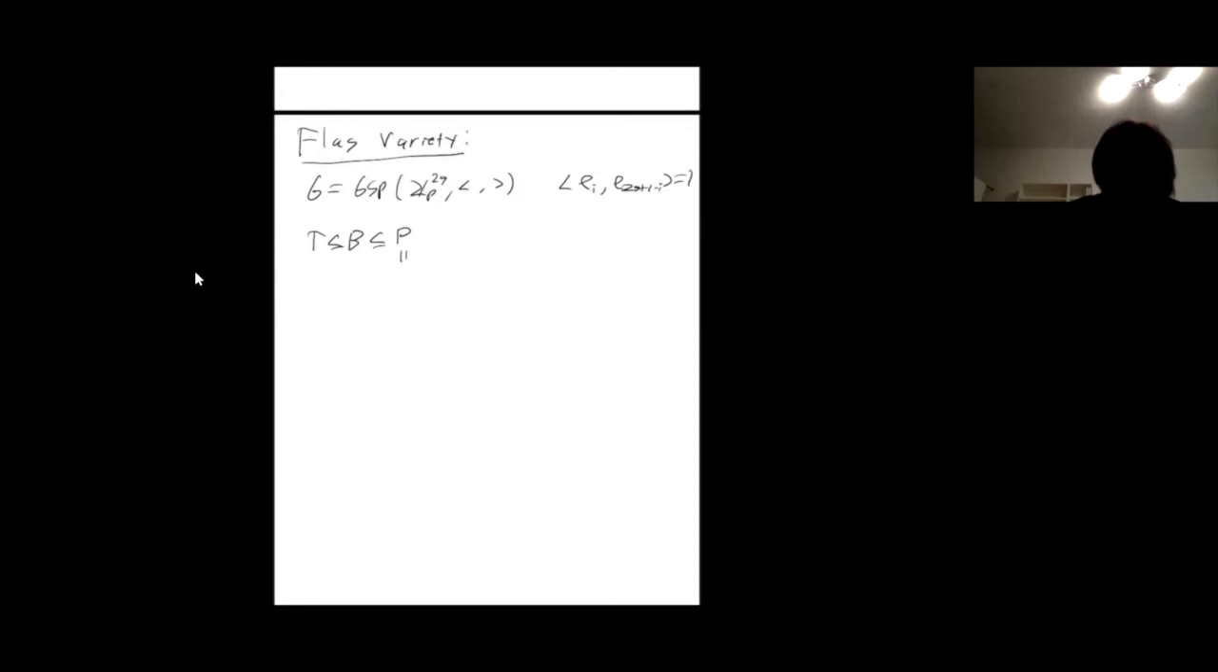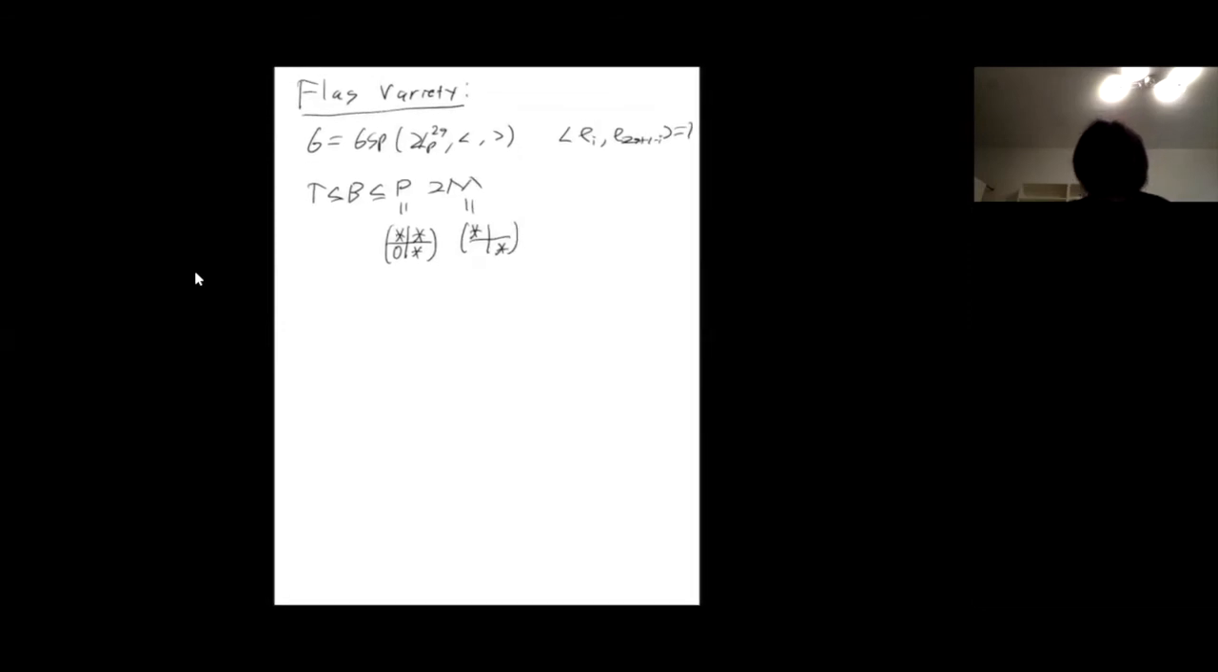And this is the block upper triangular parabolic like this. And then we have its Levi factor M, or M mu, which is isomorphic to GL_g times G_m. Okay, and then we have the flag variety. And we're thinking about quotienting by the parabolic on the left, so that the group is now going to act on the right.